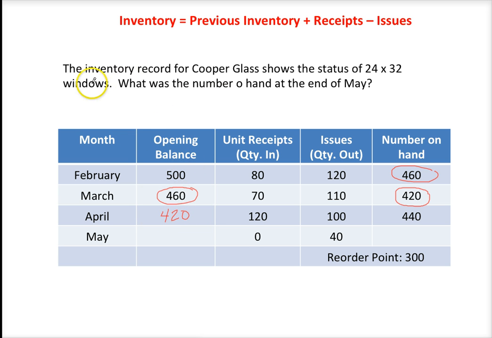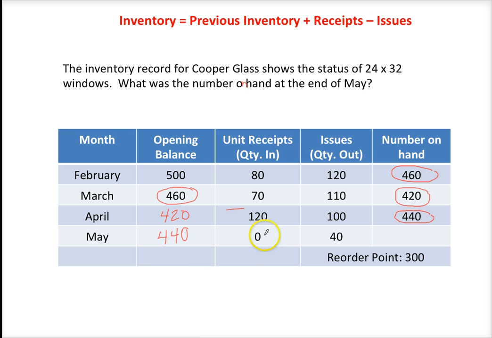Let's see what our question is first. Okay, so the inventory record for Cooper Glass shows the status of 24 by 32 windows. What was the number on hand at the end of May? So we want to know this number clear at the end of May. Well, to get that, we have to know what we started with at the beginning of May. So notice we've gone ahead and filled in the start of April. Okay, but they told us at the end of April we'd have 440, which means at the start of May we would also have 440.